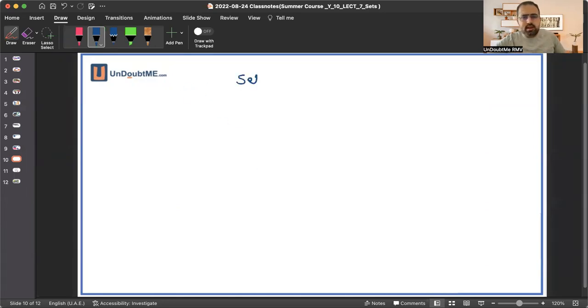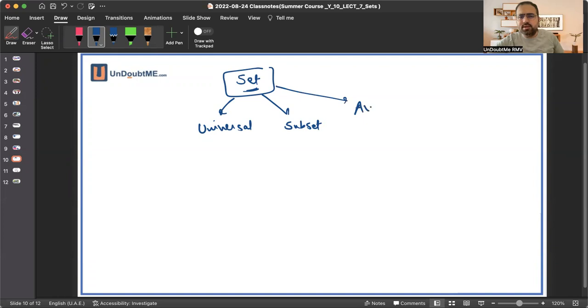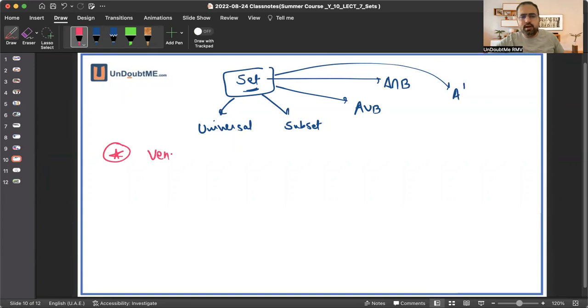So in sets, we have seen that there is a universal set. I'm just talking about the terms which we have observed so far. We have observed subset. Then we have seen A union B, A intersection B, and we have also seen the complement of any set. These are the things which we have to visualize in a Venn diagram.